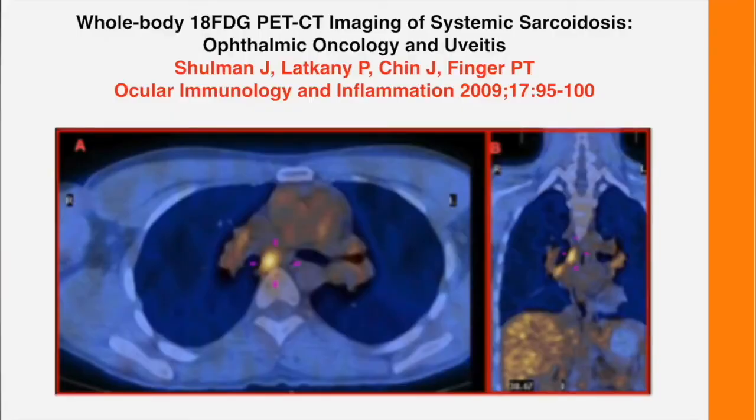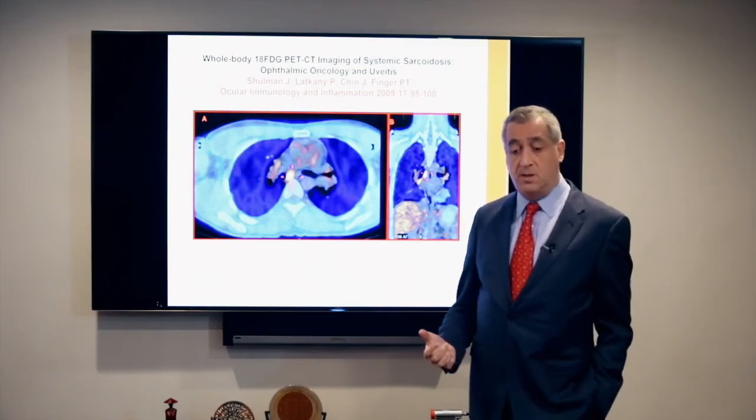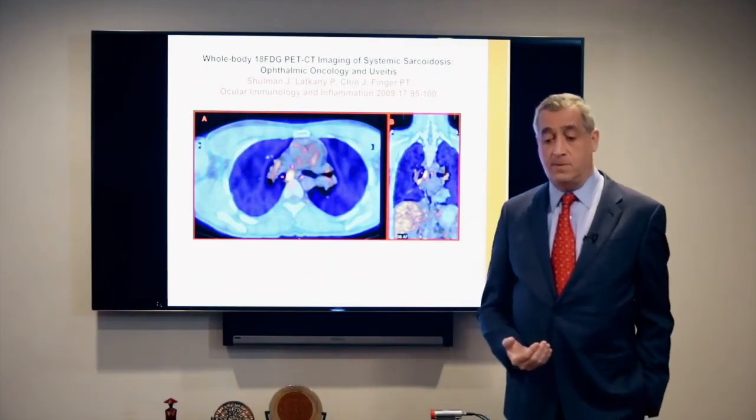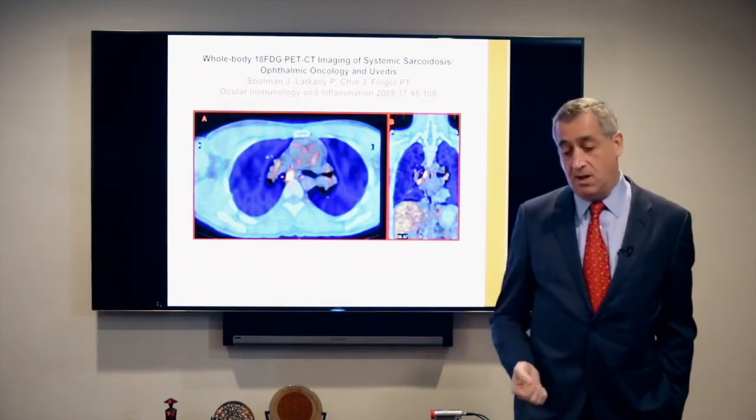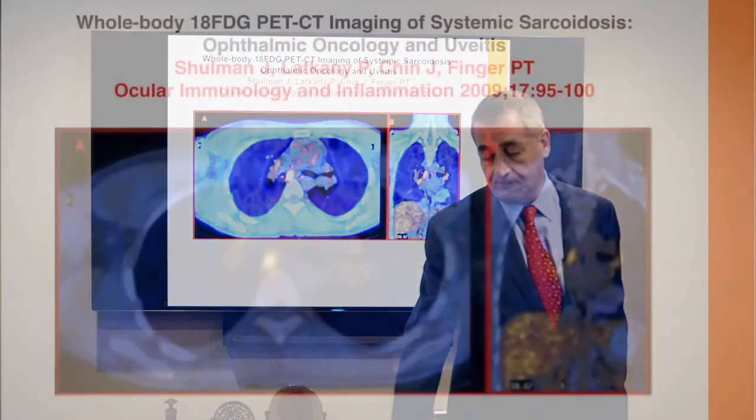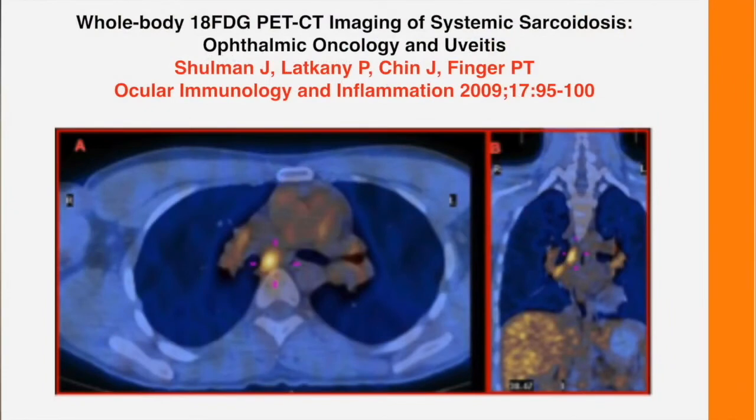They had sarcoidosis. So sometimes even a diagnosis of a benign condition can be helpful in differentiating a metastatic lesion from something else. This work was published by Dr. Schulman and myself.